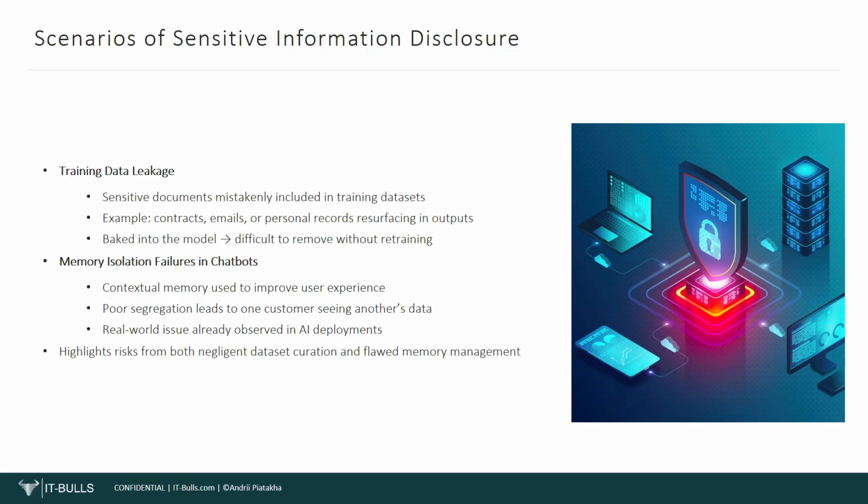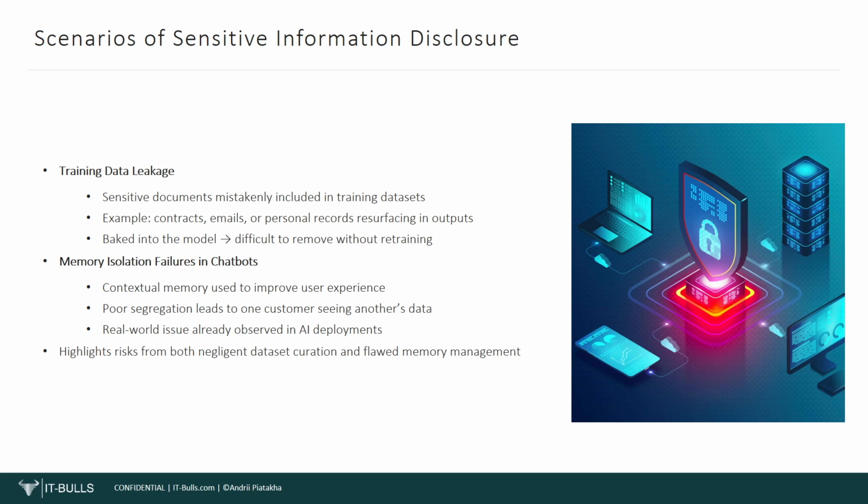For example, a user might ask the system about confidential pricing strategies and unexpectedly receive excerpts from a real contract. This type of leakage is particularly concerning because it is baked into the model itself. Once the data is in, it is almost impossible to fully remove it without retraining.